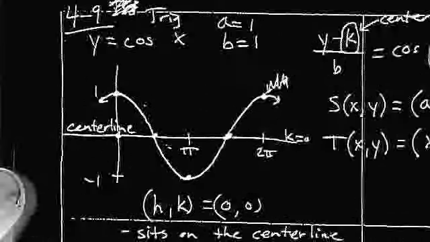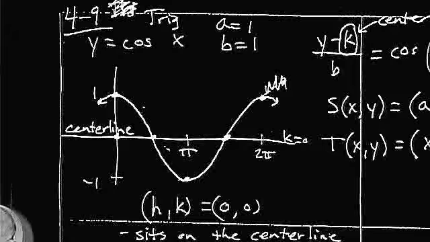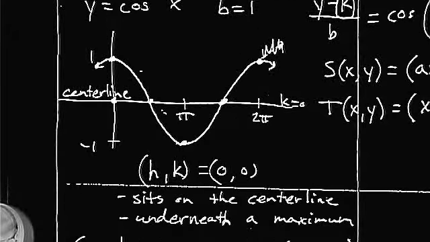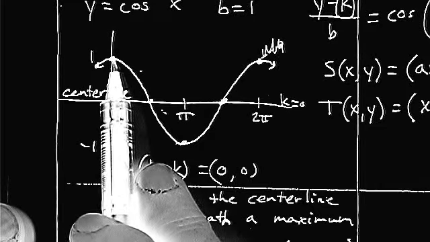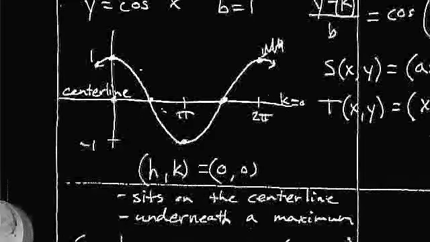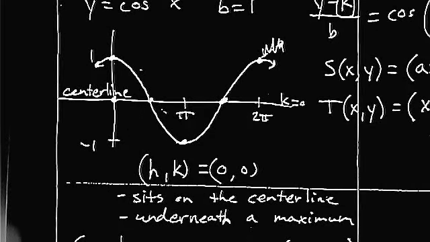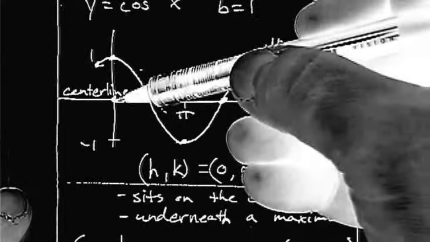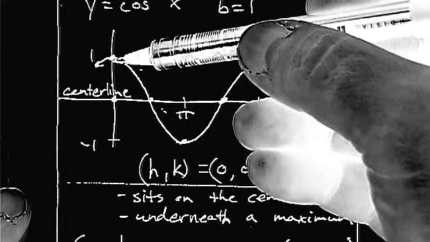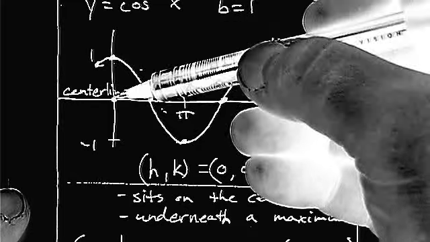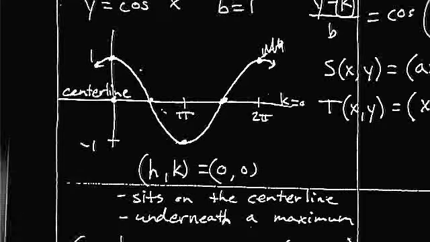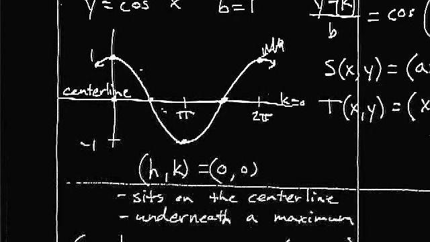Now, in the cosine graph, as we mentioned in class, cosine HK sits on the center line underneath a maximum. Since the amplitude on the cosine wave is just plain old 1, HK is 1 unit underneath the maximum. Now, if we start stretching this or shrinking it, that's going to change the amplitude. Then we will have a different distance to go up to find our first point.